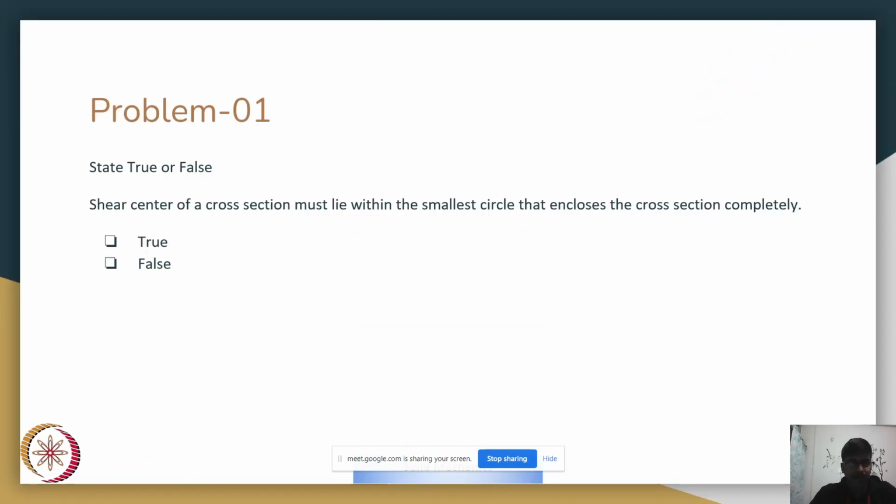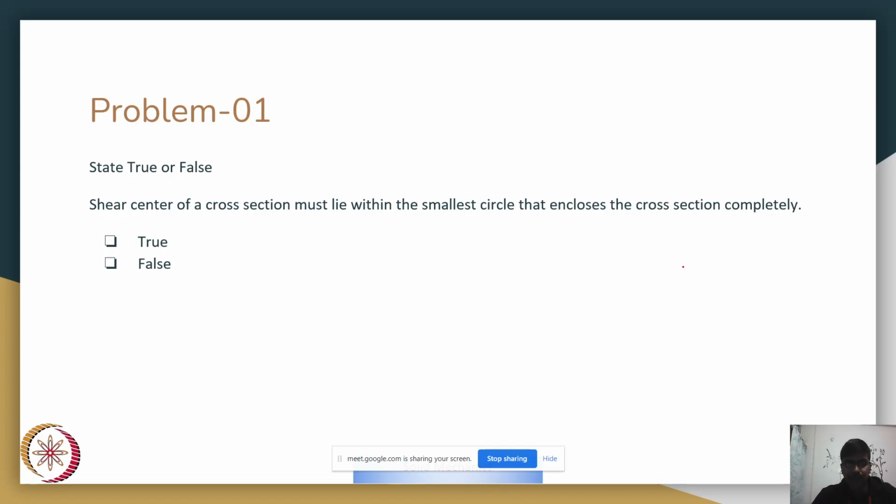The first problem is a simple true or false problem. It asks: the shear center of a cross section must lie within the smallest circle that encloses the cross section completely. By definition, the shear center is the point on the cross section where, if a transverse load is applied on the beam at that point, the beam will only undergo bending and no twisting.